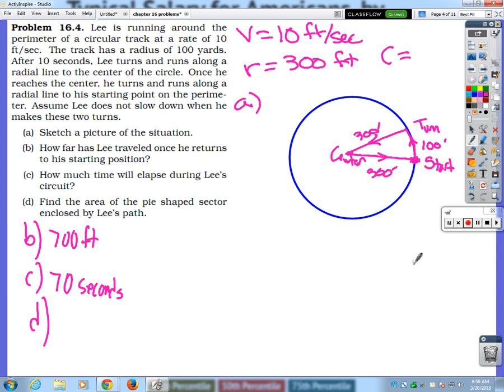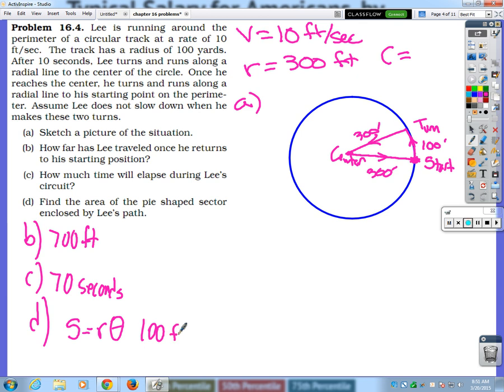Okay, D, find the area of the pie-shaped section enclosed by the path. So how do you want to do that? If we do S equals R theta, we know what the arc length is, and we know what the radius is. So this will allow us to figure out very quickly what this angle is. Then once we know that angle, we can use what we did in chapter 15 to figure out what fraction it is of the entire circle and multiply by that. Does our problem solving strategy make sense? Yes.